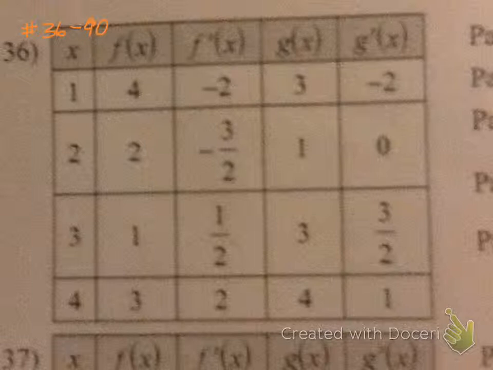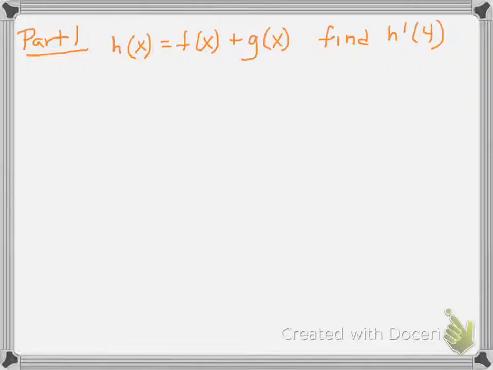Now the instructions said that you're given this table, f of x, g of x, and their derivatives. And you're going to use the table data and the rules for differentiation to solve each problem, which means that you're going to be using the power, the product, the quotient, and the chain rules. All right, so going to part 1.